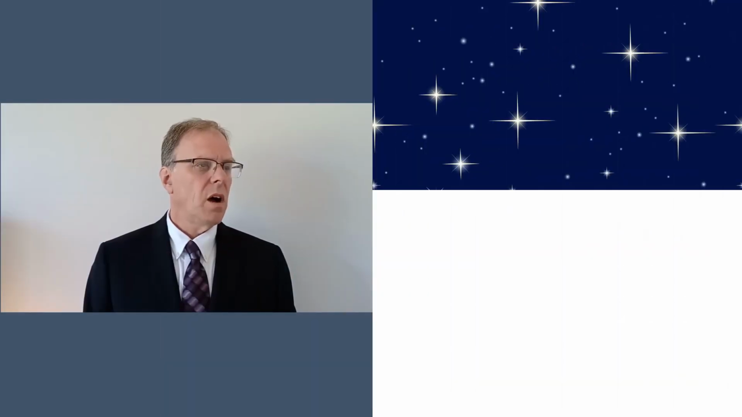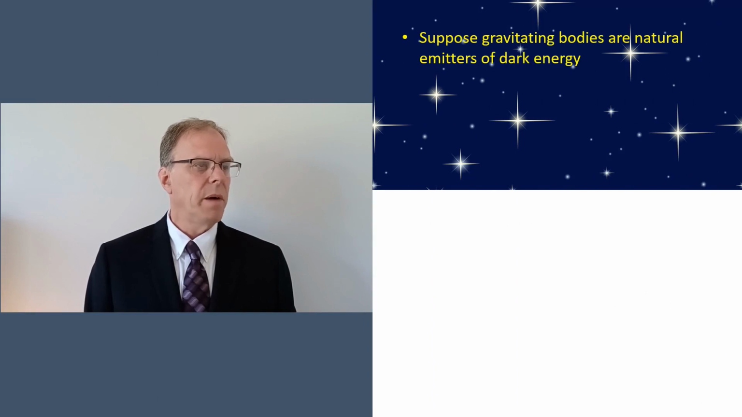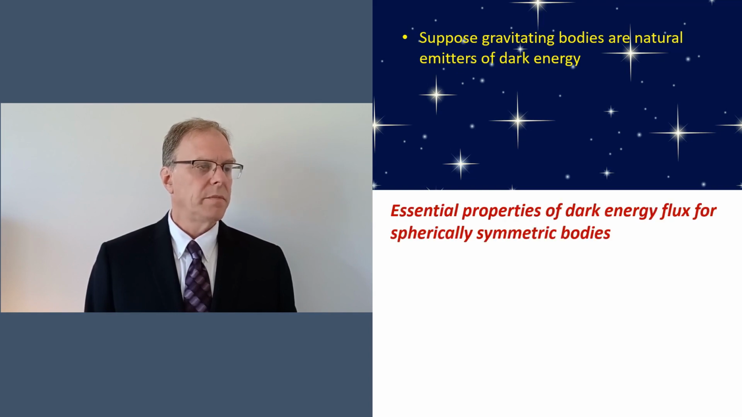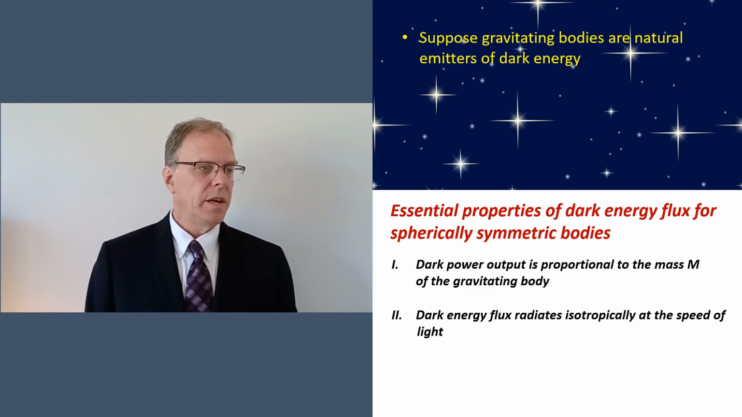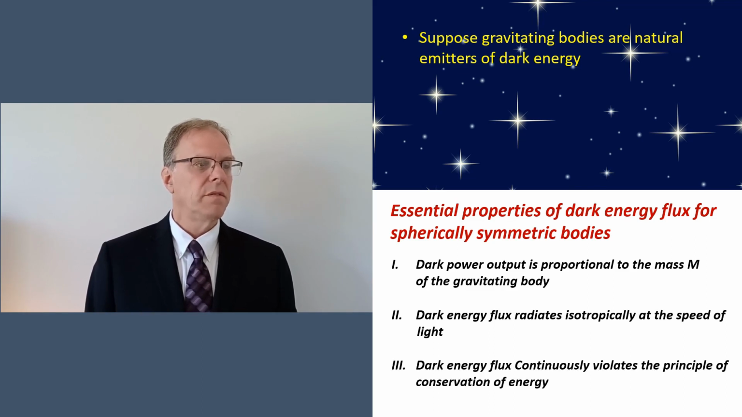To understand what we're talking about, suppose that gravitating bodies in the universe are natural emitters of dark energy. For massive bodies with spherical symmetry, like a star, we'll give this radiation three important properties. One, dark power output is proportional to the mass of the gravitating body. Two, dark energy flux radiates isotropically at the speed of light. And three, dark energy flux continuously violates the law of conservation of energy.